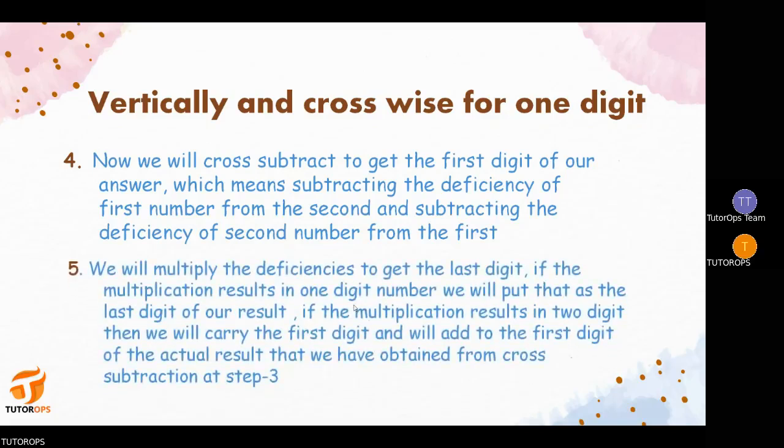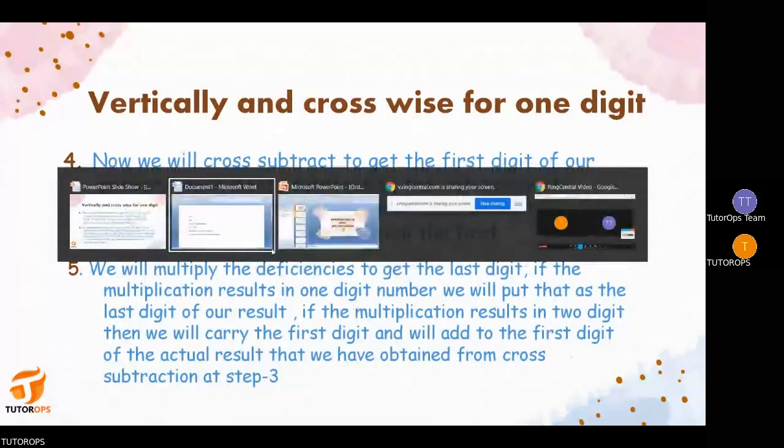Now, we will multiply the deficiencies to get the last digit. If the multiplication results in a one digit number, then we will put that as the last digit of our result. If the multiplication results in two digits, then we will carry the first digit and add it to the first digit of the actual result that we have obtained from cross subtraction at step 3. Now I am showing you some examples.